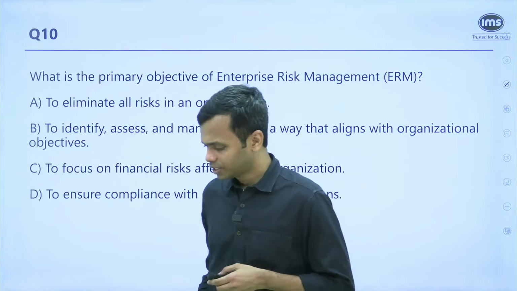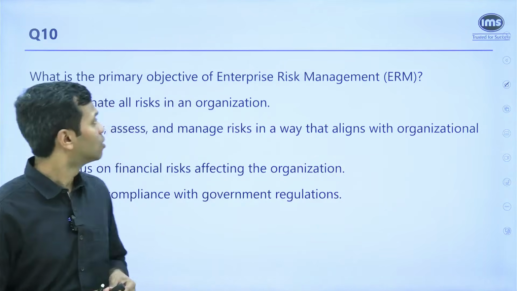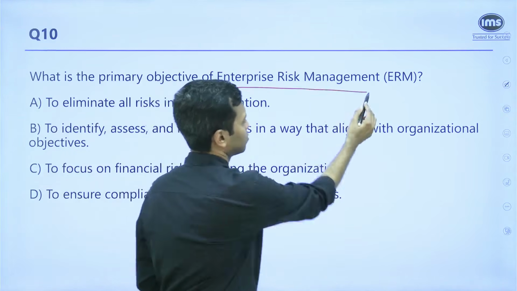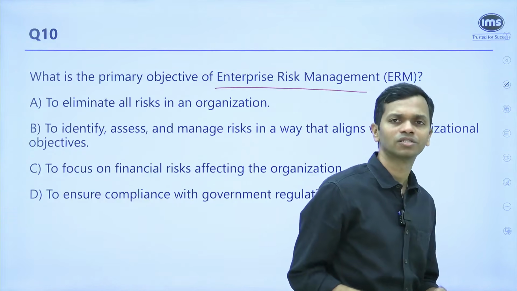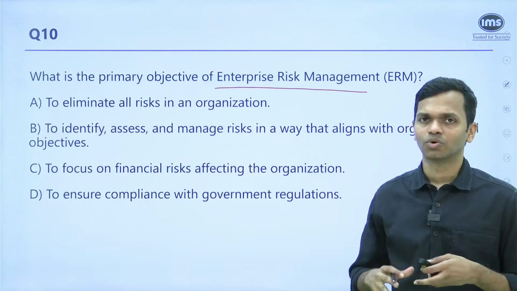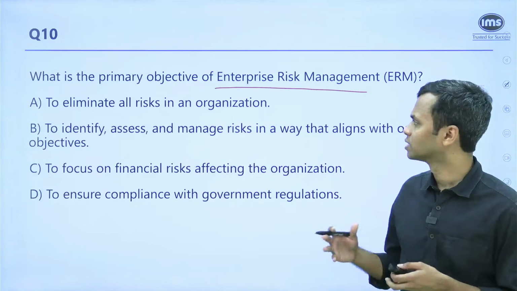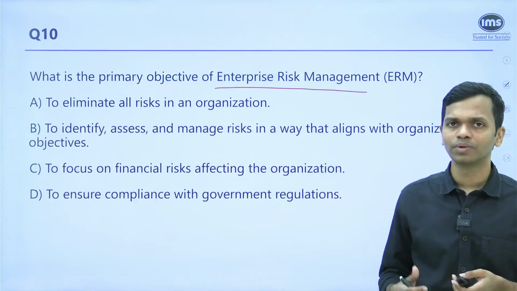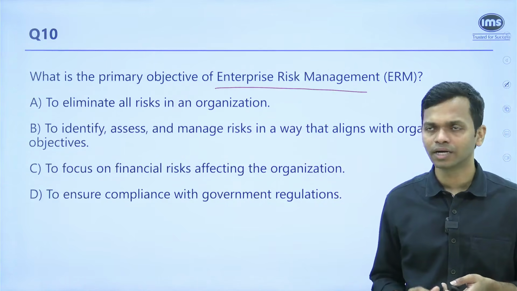Moving on to question 10. Okay, so let's read this out. What is the primary objective of enterprise risk management? Again, you may not have heard of this term before I just told you. Enterprise is what? Think of an organization. Risk is risk. Management is managing the risk. So enterprise would be at all levels in the enterprise.